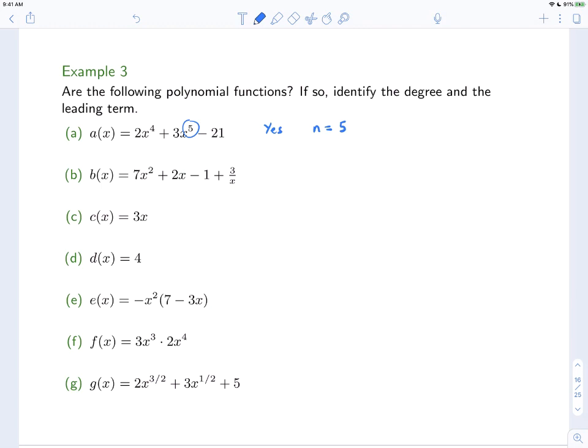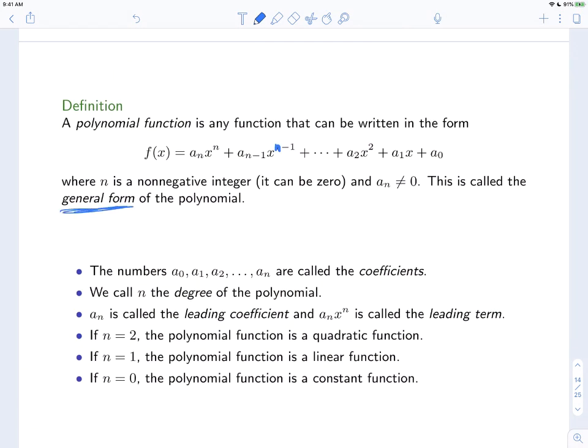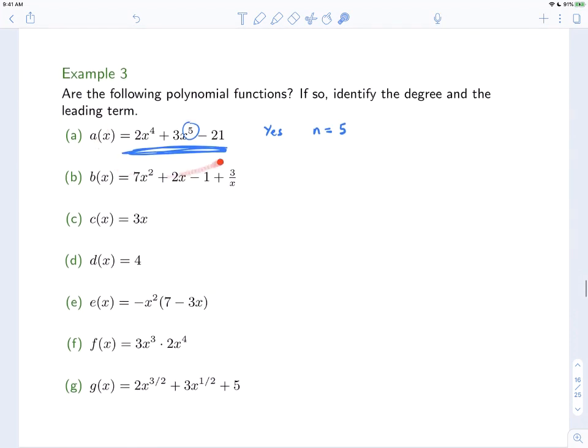The degree of the polynomial is the largest power, I should say, of the power functions. It's just not written in the right form. Well, when I say the right form, I mean the general form. When a polynomial function is written with all of the exponents in decreasing order of size, that's called general form. In this example, it's not written in the general form.